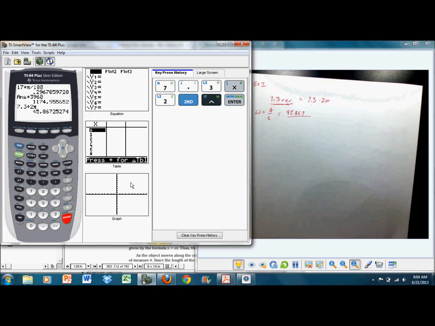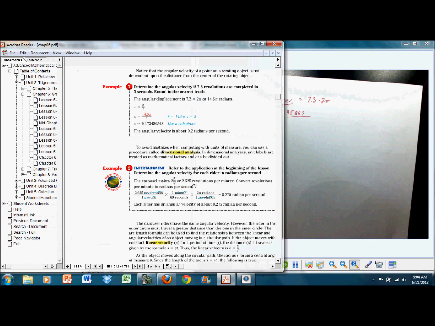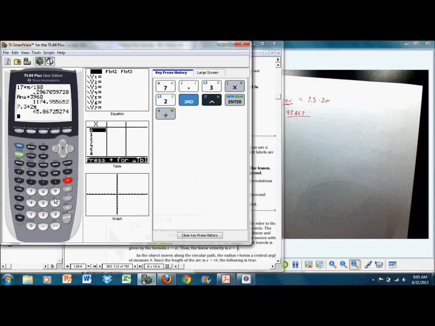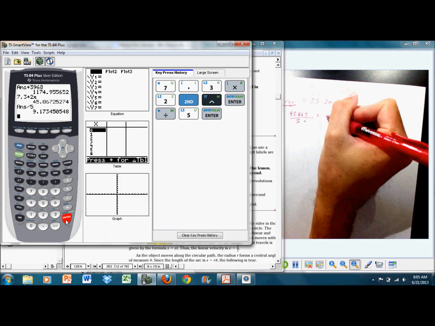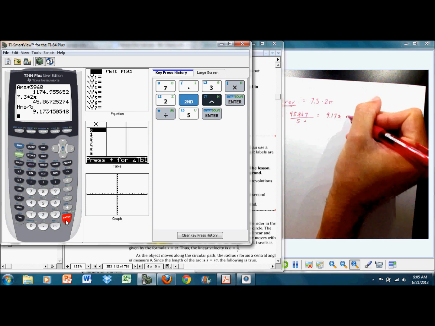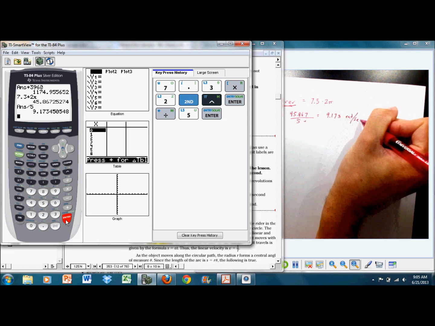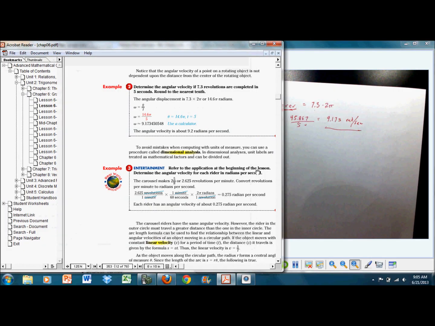And that was over 5 seconds, right? 5 seconds in the problem. So we want to divide that by 5, and our answer is 9.173 radians per second. Cool, that's the angular velocity. A lot of times they'll actually give you revolutions and you have to convert it into radians. Let's go to example 3.